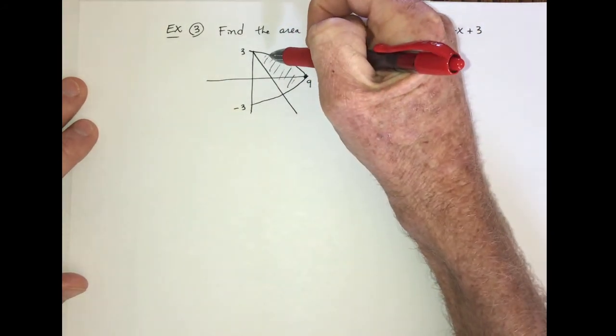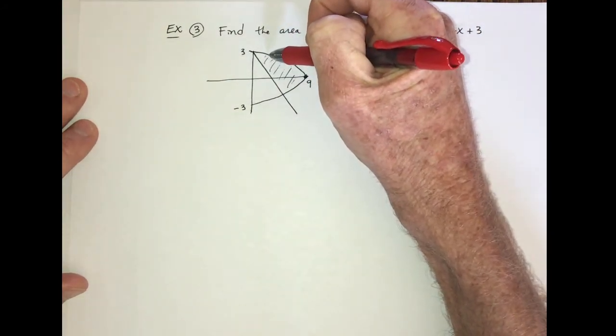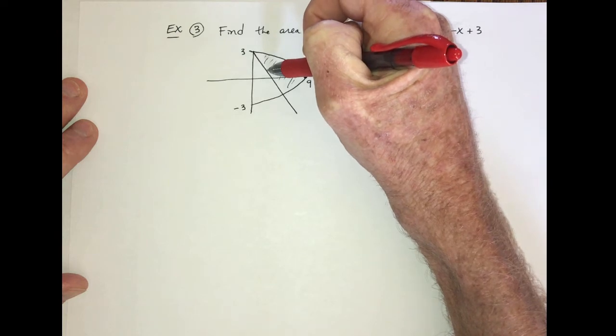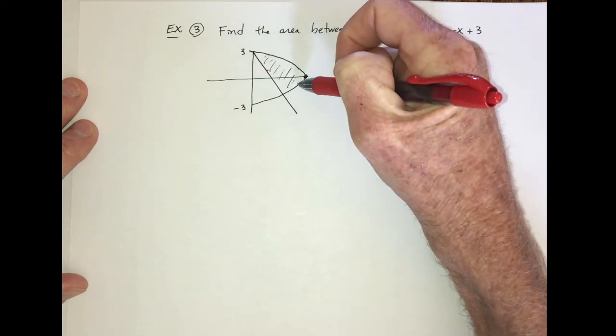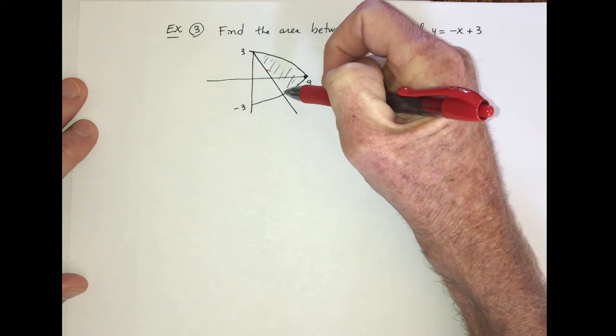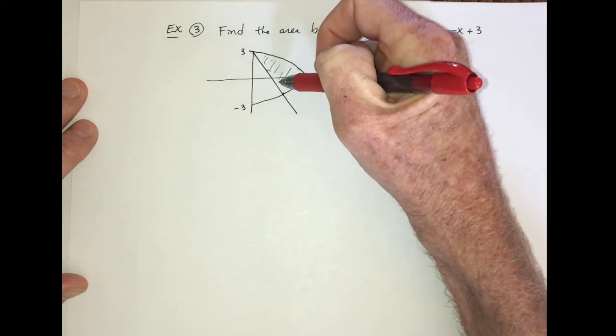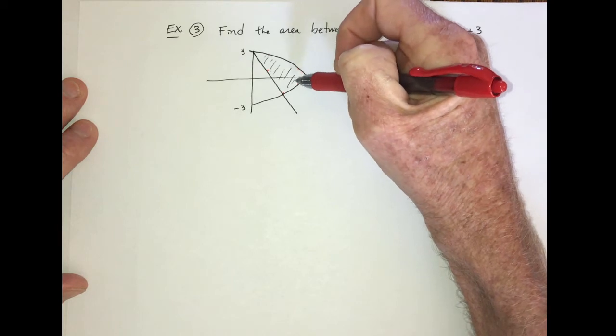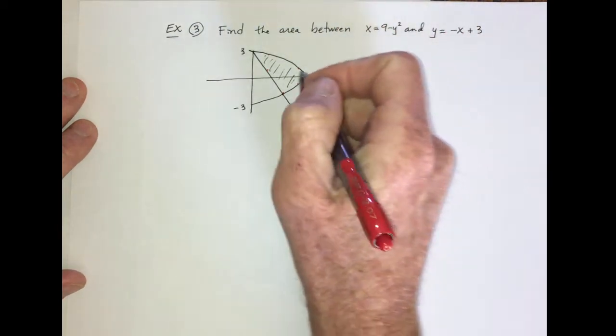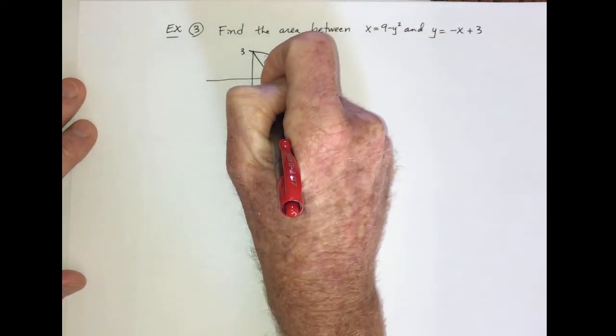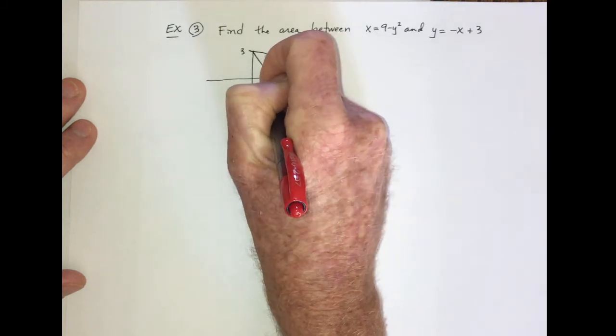Because if you go vertical, you would have it going from the parabola to the line at this point, and it would go from the parabola to the parabola at this point. Which means that you would need to divide it right here and do one integral for this part and a second integral for this part. That's twice as much work. Instead, make the rectangle go horizontal.